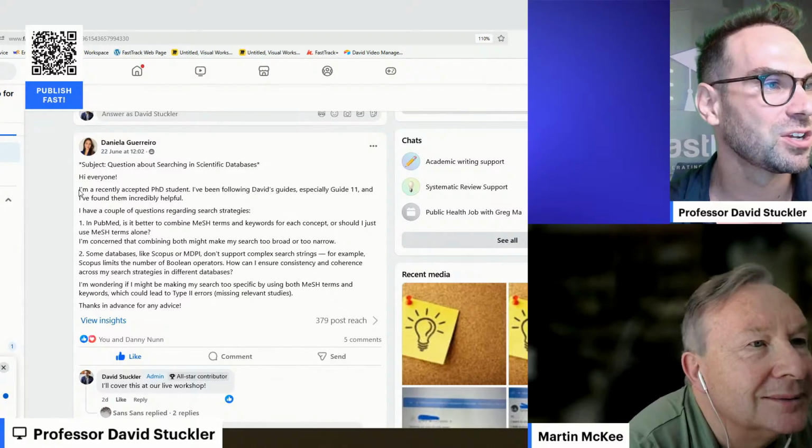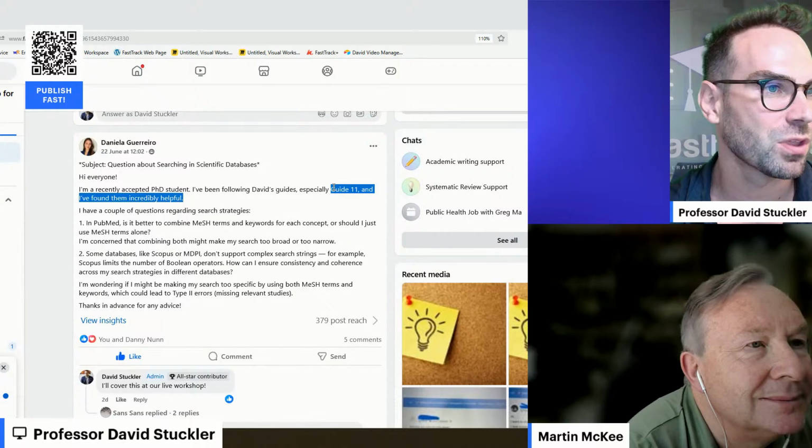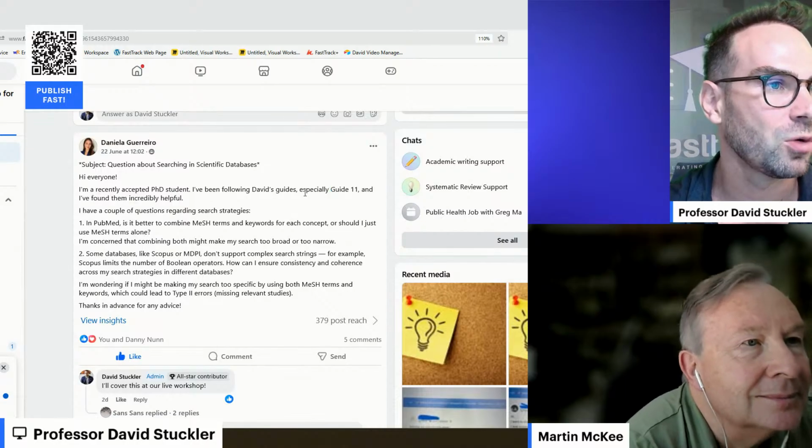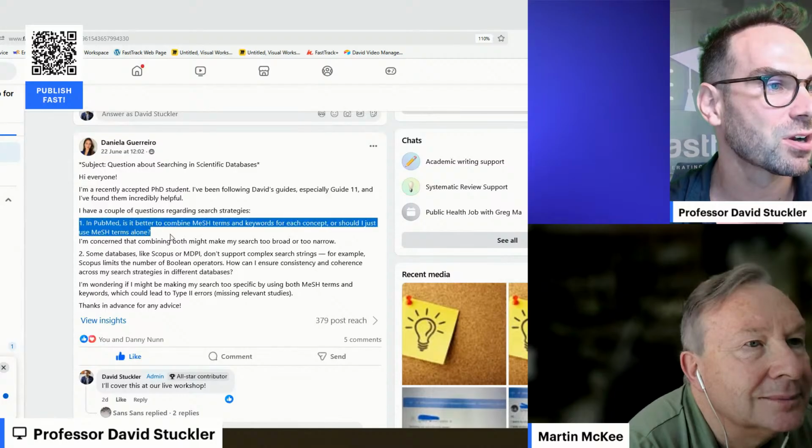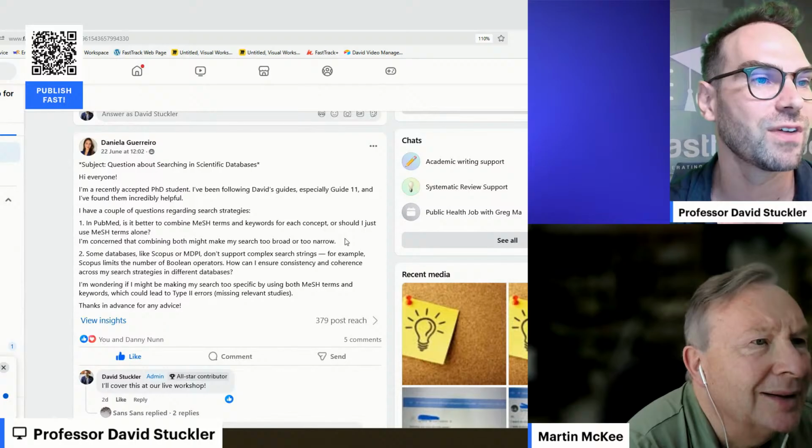So Danielle says, I'm a recently accepted PhD student. I've been following the guides, which is the open access version of the systematic review course, and asks, in PubMed, is it better to combine mesh terms and keywords for each concept? Okay, so this is getting into the nitty-gritty of actual searches.